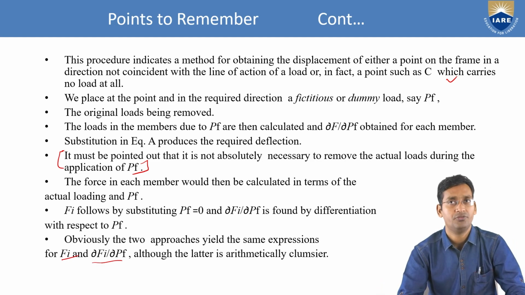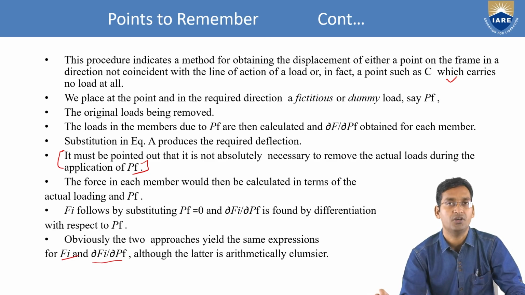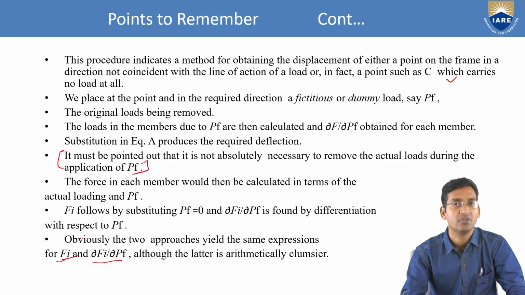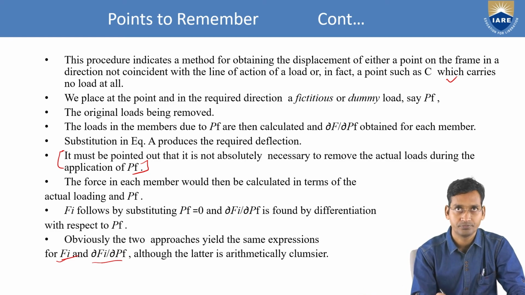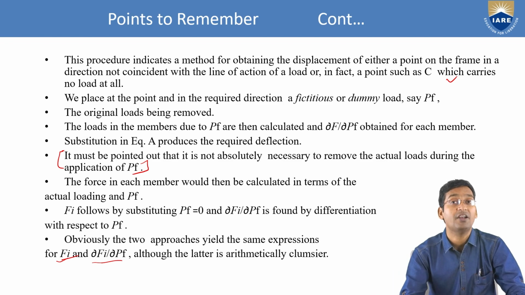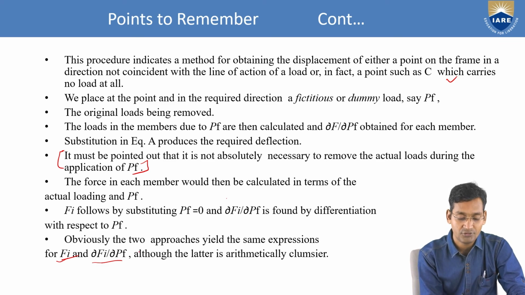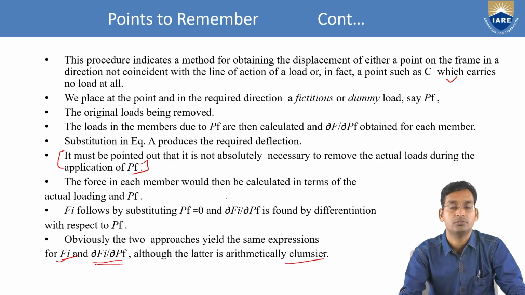And then find ∂Fi/∂PF, by differentiating Fi with respect to PF to find the rate of change of Fi with respect to ∂PF. And once you see this, or once you differentiate, you can find that finding Fi directly is easier compared to ∂Fi, that is the rate of change of Fi. So finding the Fi expression is easier compared to finding the rate of change of Fi with respect to ∂PF. That's why it's mentioned that the second one, this one, is the clumsier one.